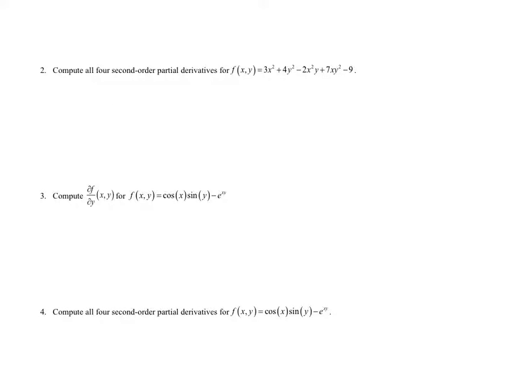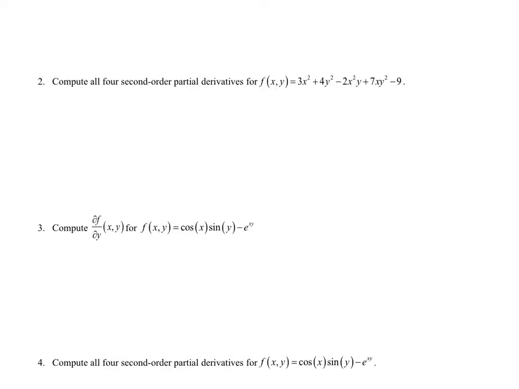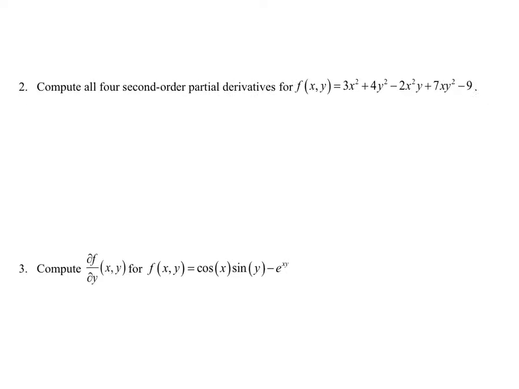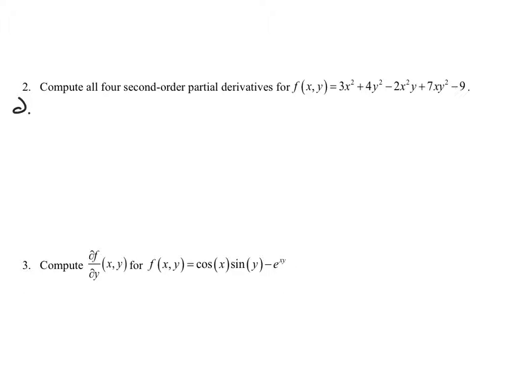Oh, speaking of worse, compute all 4 second-order partial derivatives. All right, so what I'm going to do is snag my previous answer. So partial with respect to x was 6x minus, what was it, 4xy plus 7y squared?